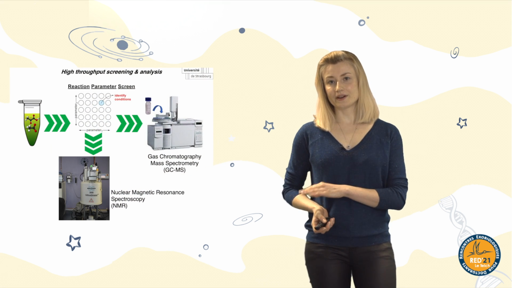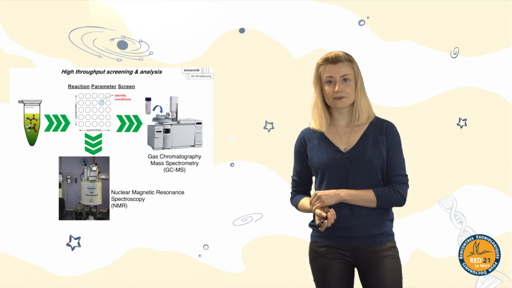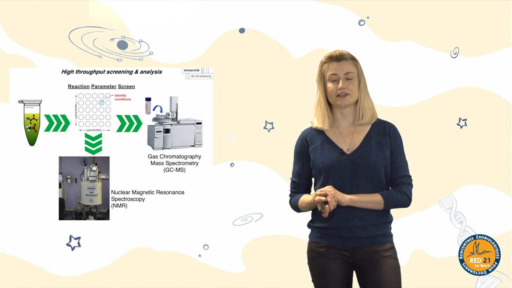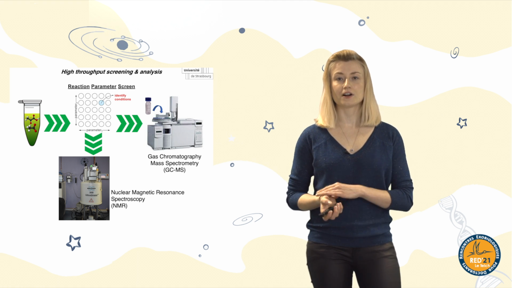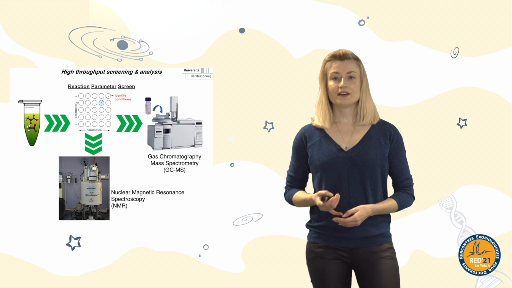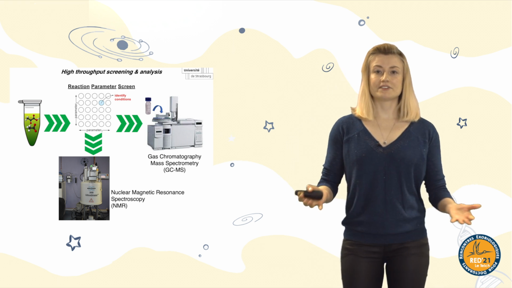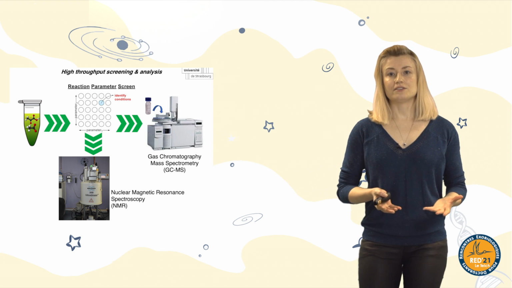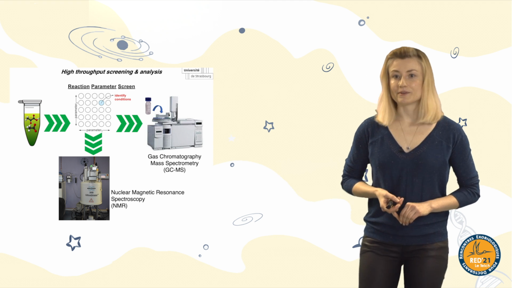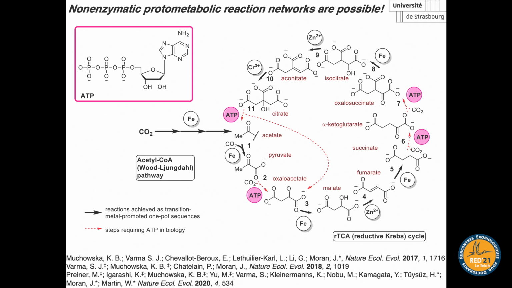So two major ways to analyze these reactions in particular is the GCMS, so gas chromatography coupled to mass spectrometry, and also NMR, which is a standard chemical method for analyzing chemical reactions. So to recap quickly on where we are.